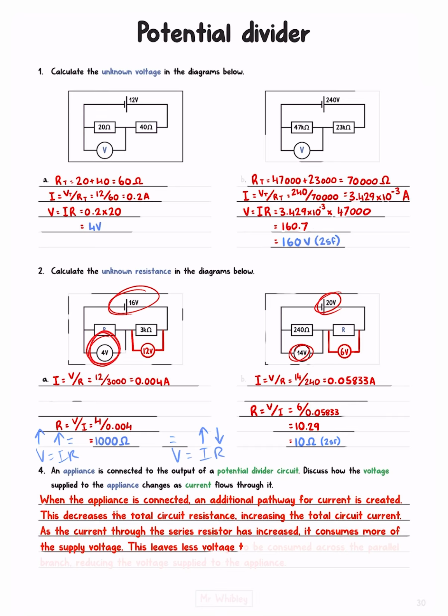This leaves less voltage to be consumed across the parallel branch, reducing the voltage supplied to the appliance. And so, as we know in series circuits, our voltage is shared between the components. That means that if one is taking up more voltage, then less is left over for the others.